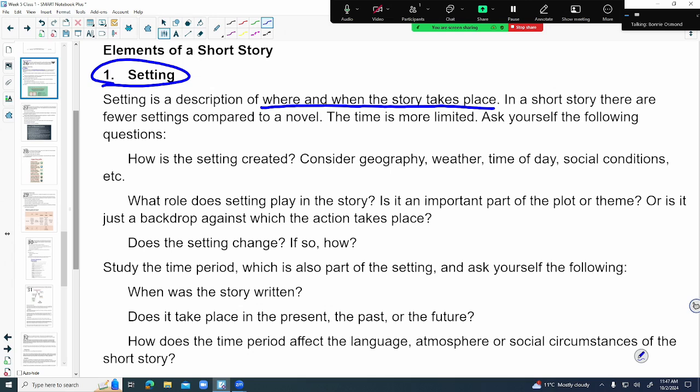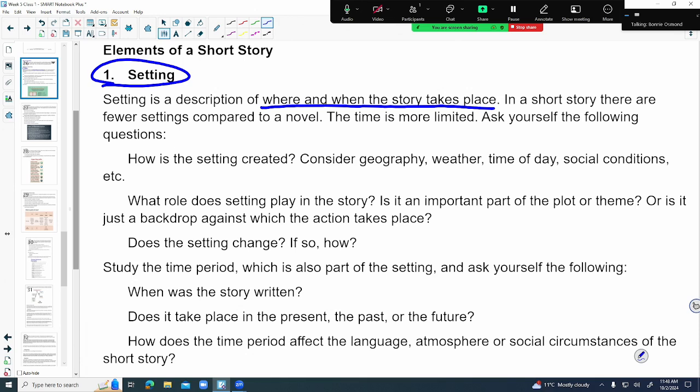Sometimes in a story, the setting will be described. It might say it was a dark, gloomy night beside the ocean, the waves were crashing, very detailed. And it might tell you the day, the month, the year, the season, and everything. So consider geography, weather, time of day, social conditions, etc. Sometimes it might be more vague. It might just say it was a dark night, or it was a beautiful sunny afternoon. That's all it might tell you. Could be on the moon. We don't know. So from the things that are said in the story, you have to get the setting.